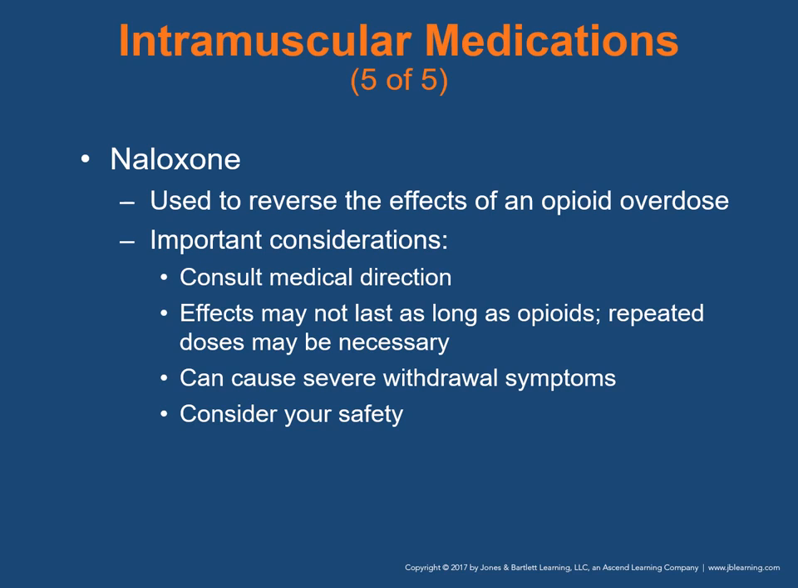Now with naloxone, if you're administering naloxone by injection, it's used to reverse the effects of opioid overdose, and it can be administered by family members or caregivers to help reverse dangerous side effects of opioid overdose, such as life-threatening respiratory depression.